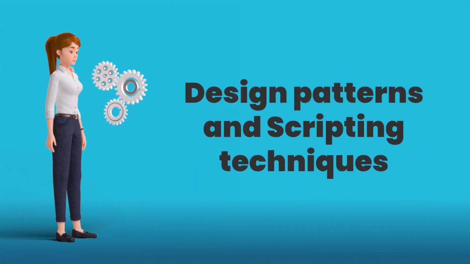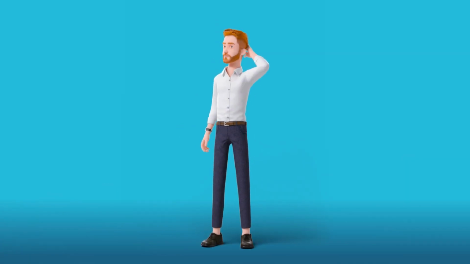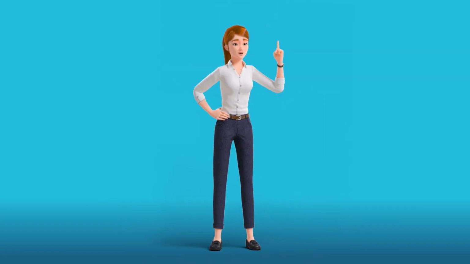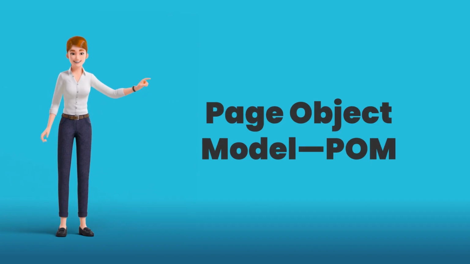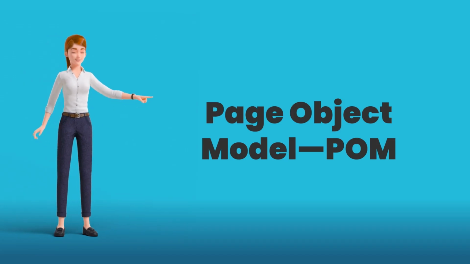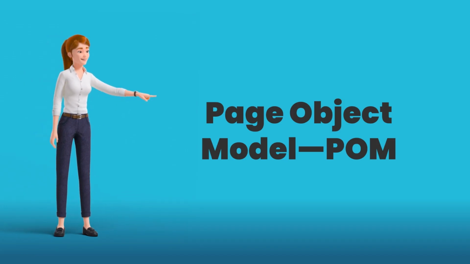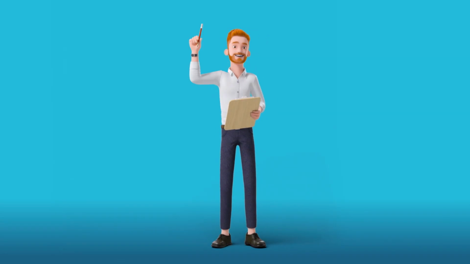But now, we apply design patterns and scripting techniques. Design patterns, like the ones developers use? Exactly. Take the page object model, POM. It helps organize UI code. Each page or component has its own class with actions like click login or enter password. So instead of having 50 tests with the same login steps, we write it once and reuse it.